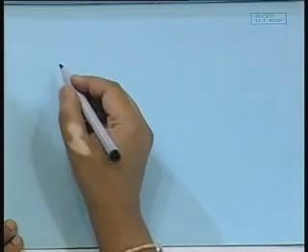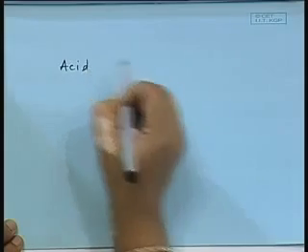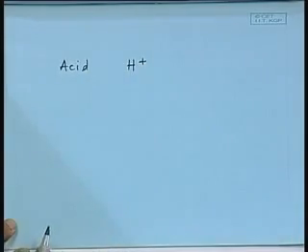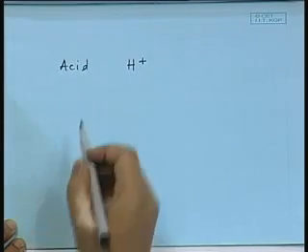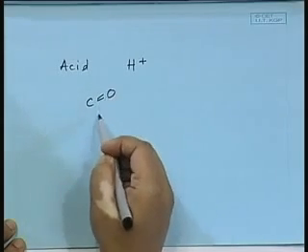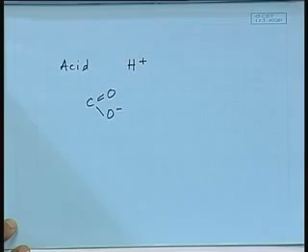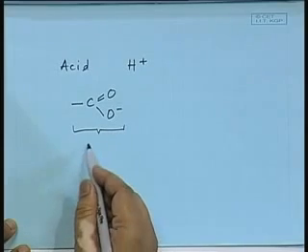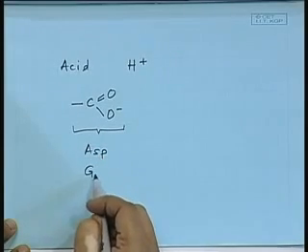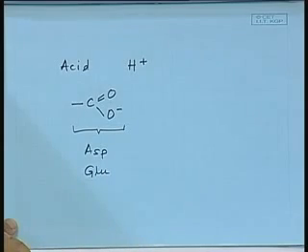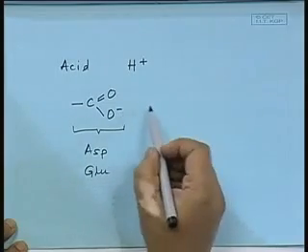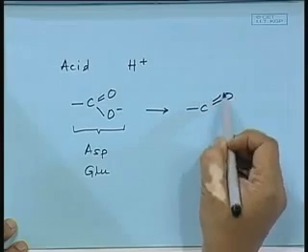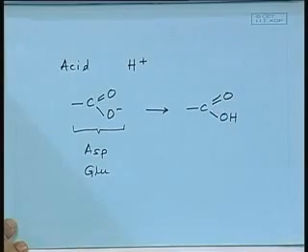Okay, so what happens if I add acid? It means I am adding H plus. What happens when I add H plus? For example, all the acidic groups, for example, what comprises these groups? Aspartic acid or glutamic acid. What is going to happen to them? They are going to get protonated, right? So if they get protonated, what do I get? This is what is going to happen on addition of acid.